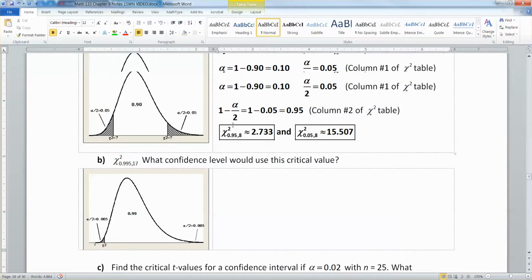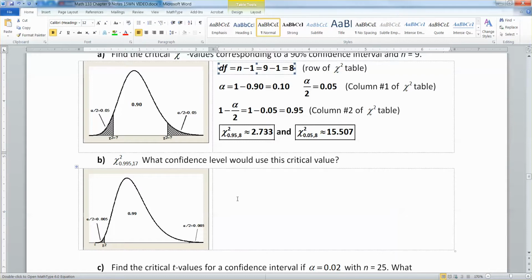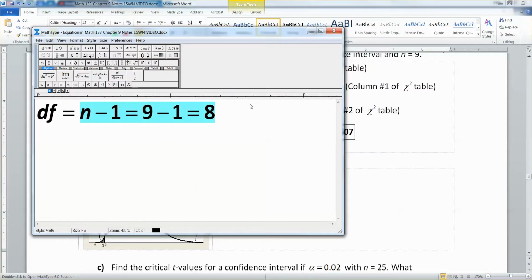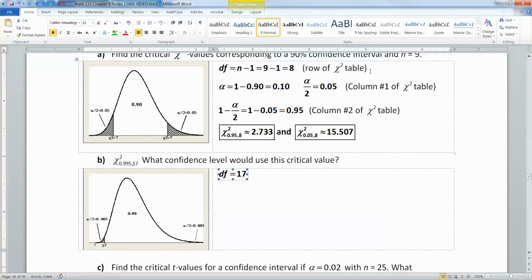Okay, so let's look at this. The degrees of freedom is given to us. That's what that little comma 17 part means. So we know the degrees of freedom is 17. We're done. That will be the row of our chi-square table. There's no more work to do there. Then we know that the area in the tail is 0.995. So the area in the right tail, which is 1 minus alpha, is 0.995. And so that's the column we're going to go to.